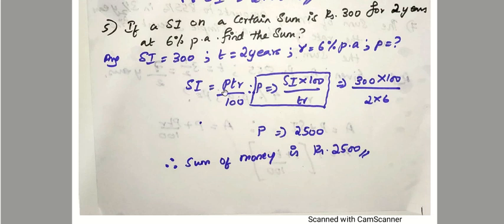So what is your simple interest formula? PTR by 100. Therefore, if you have to find out your principal, just cross multiply. Your TR comes to your denominator and your 100 goes to the numerator. So it will become simple interest into 100 divided by TR, which is equal to 300 into 100 divided by 2 into 6. The principal amount is 2,500. Therefore the sum of money is rupees 2,500.